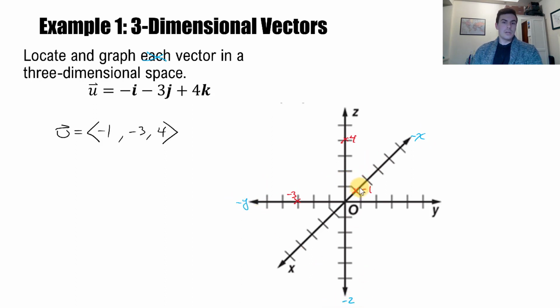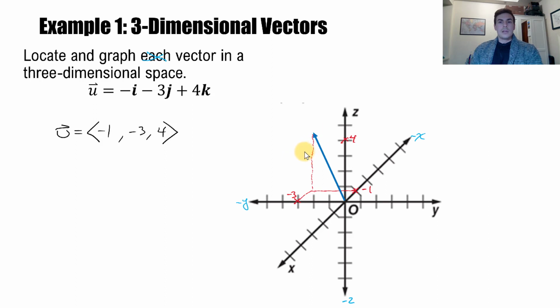So I've got -1 in the x direction, I've got -3 in the y direction, and then I've got 4 up here in the z direction. So if I go ahead and plot that out like I would if I were plotting just the point here, if this was the point -1, -3, 4, then we just take our vector and draw that with the initial point at the origin and the terminal point at that point that we just found.